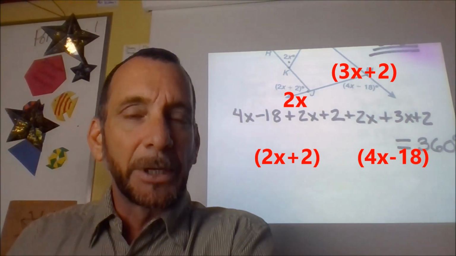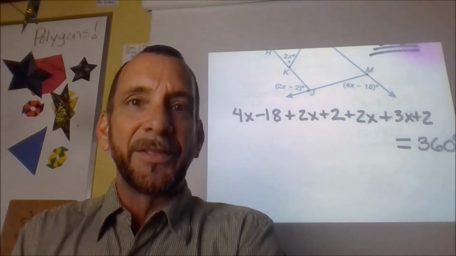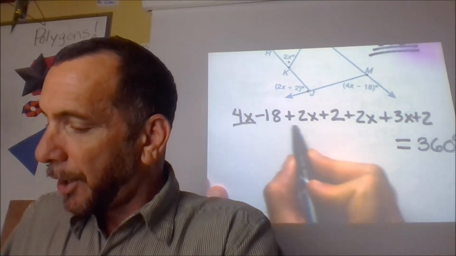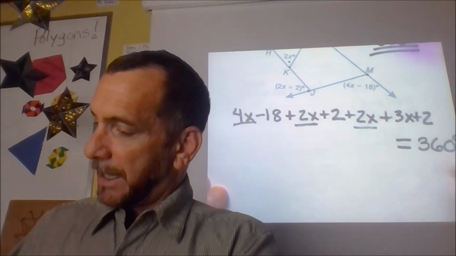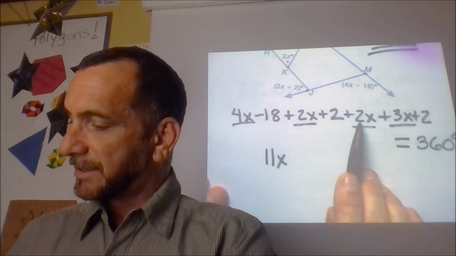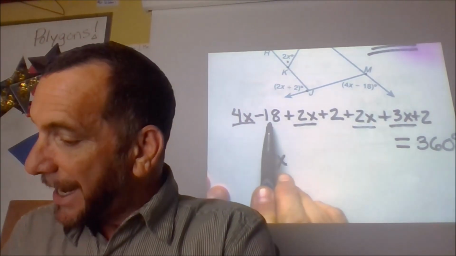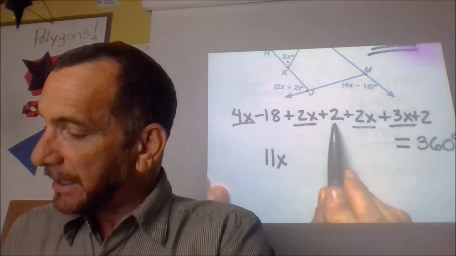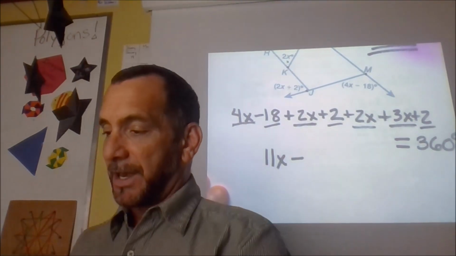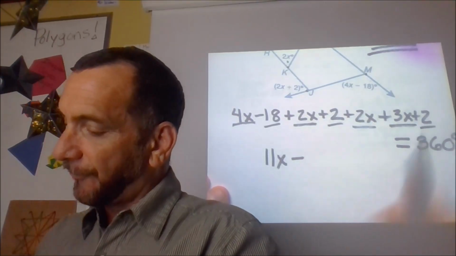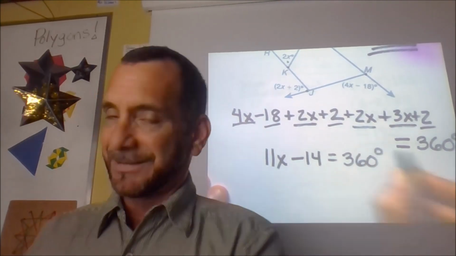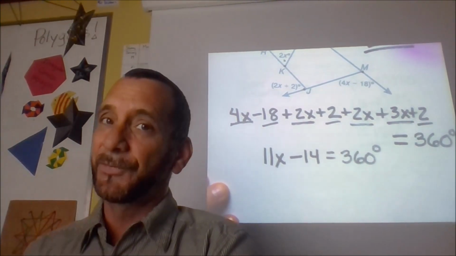I ran out of space on that long line, but I'm going to get some space back because I'm going to combine like terms. When I combine like terms, I'm a little extra careful and I underline things that are similar terms. So I'm going to start with x's. 4, 5, 6, 7, 8, 9, 10, 11. 11x. Check to myself. And negative 18 plus 2 plus 2. That's a negative 14. 11x minus 14 equals 360 degrees. Good enough so far.